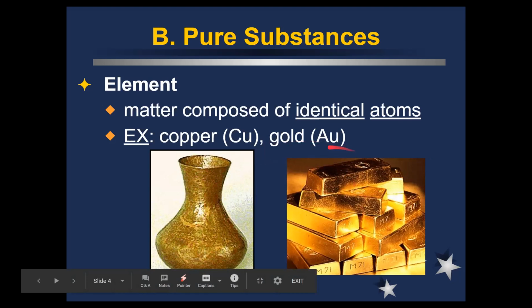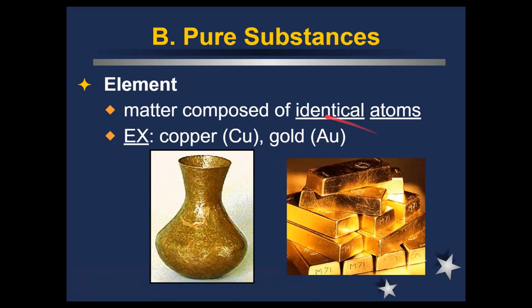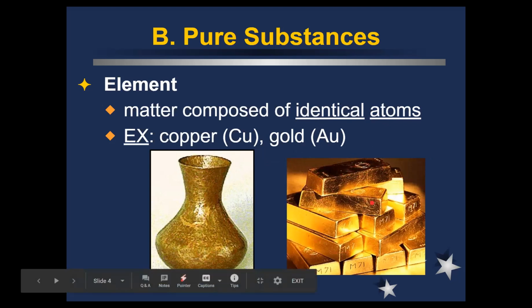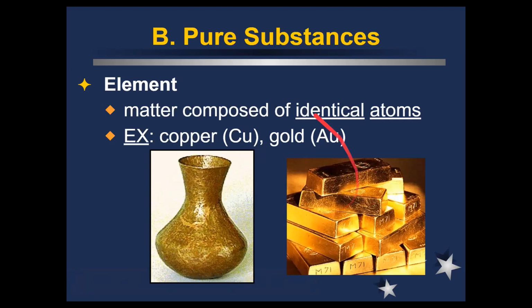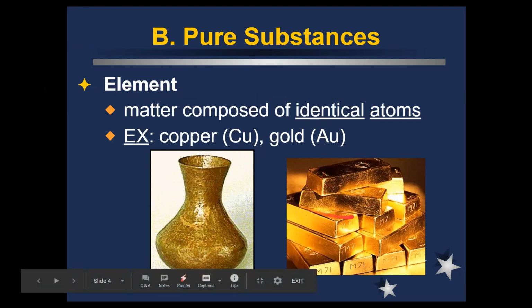Gold is one of those kind of weird atoms. Its chemical symbol is Au. But in these bricks right here, in these gold bars, there's only gold atoms. So they're completely made out of gold. Gold is the only atom that's present, and that's what makes it a pure element, a pure substance that is an element. Only one single type of atom is present.